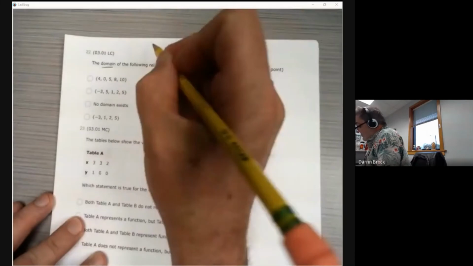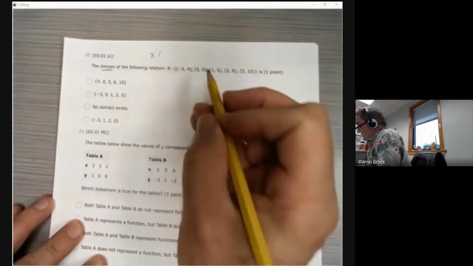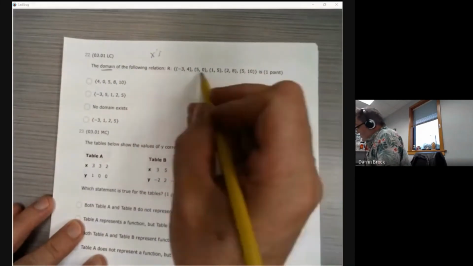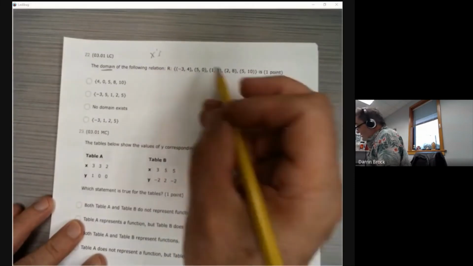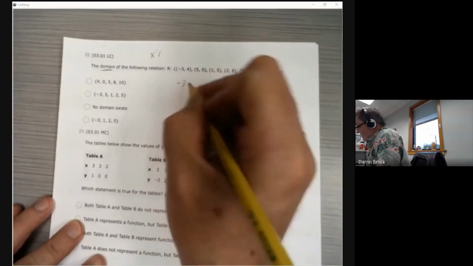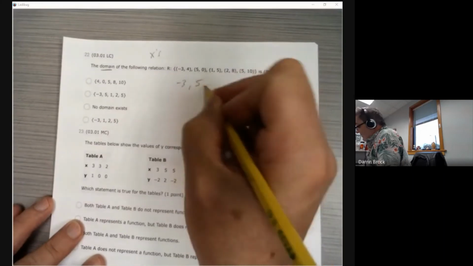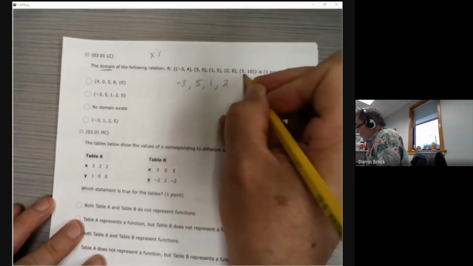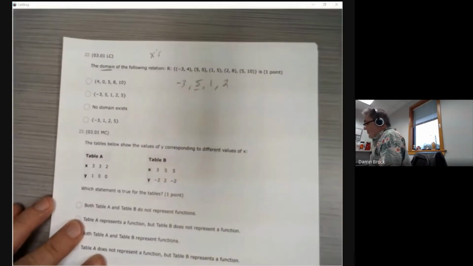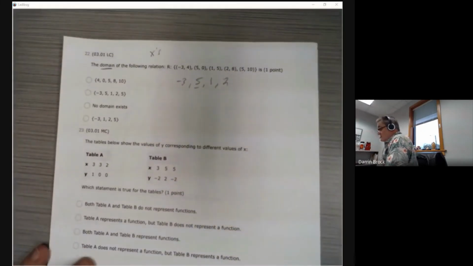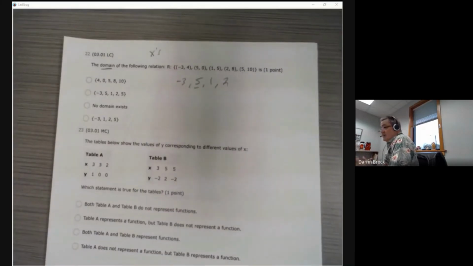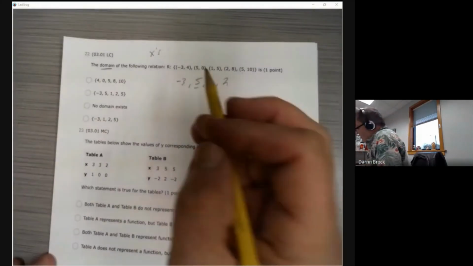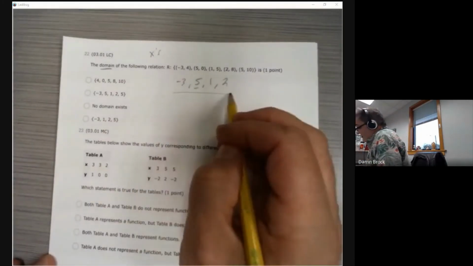Domain. Let's see, we said that's the x's. So what are the x's of this relation? Not a graph. This is just listing the points. So this one's -3, and then we have 5, and then we have 1, and then we have 2. Oh, 5, we've already listed 5. It's already in the domain. We don't list it twice. We're just saying, what are all the x's? It doesn't matter if we use them more than once. We can use the x's as many times as we want to, but we only list it in domain once. We have 1, 5. So there's our domain.